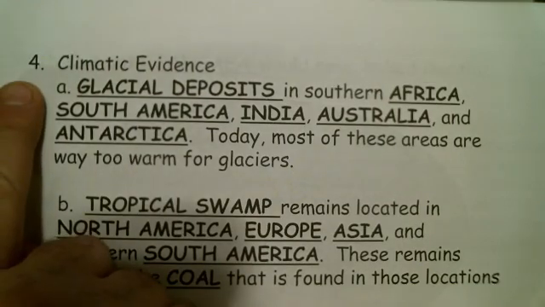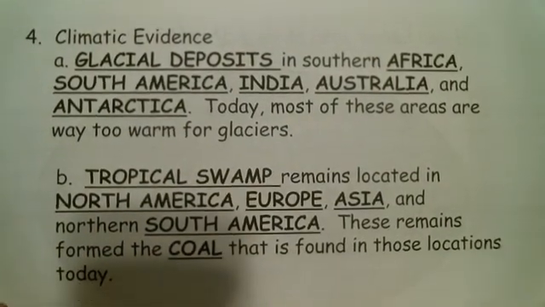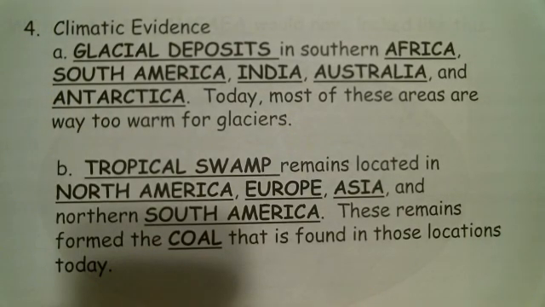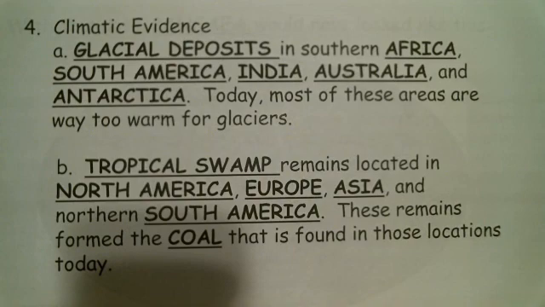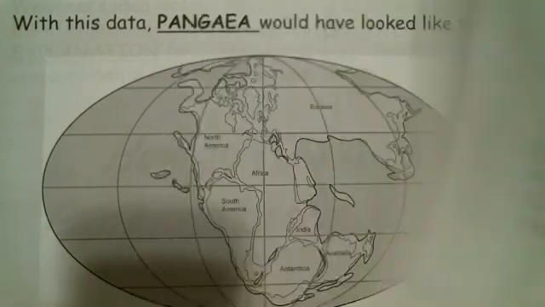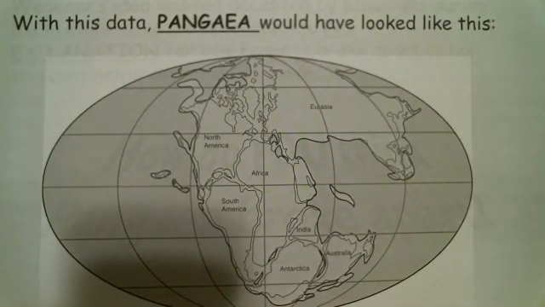The fourth evidence of continental drift are climatic evidences. For instance, glacial deposits in southern Africa, South America, India, Australia, and Antarctica are very similar. Today, most of these areas are way too warm for glaciers. Letter B. Tropical swamp remains located in North America, Europe, Asia, and Southern America. These remains formed coal that is found in most of these locations today. With this data, Pangaea would have looked like this.